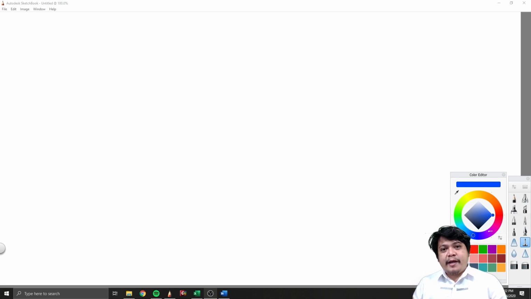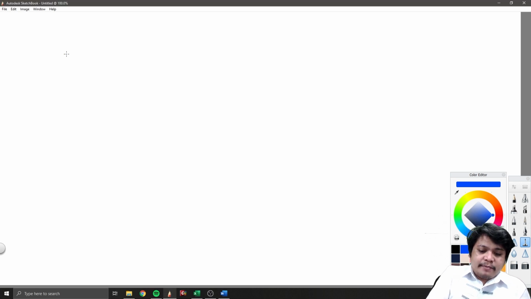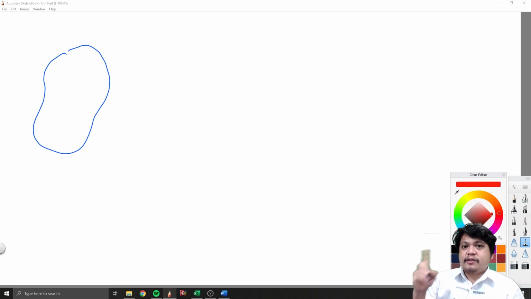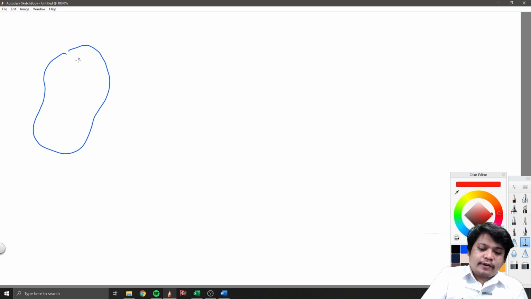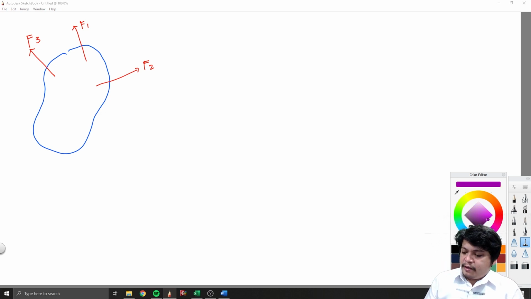system na merong isang force at saka isang moment. Okay, for example, I have a body. So, kahit anong body pa yan. And then it is subjected to different forces. For example, meron ako ditong force F1, F2, and then F3. Hindi natin sure kung ano yan. Okay? Ngayon, at a common point, meron niyang resultant.